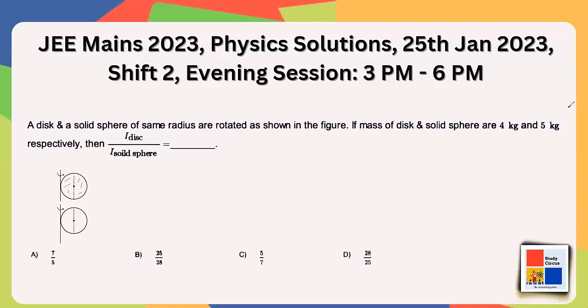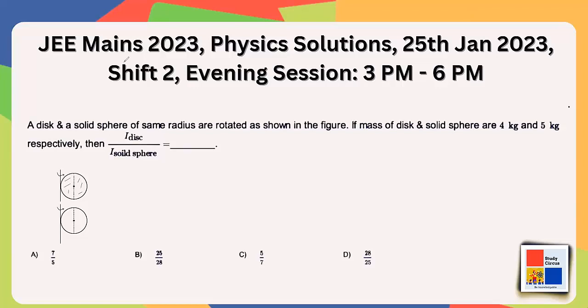So the question is saying a disk and a solid sphere of the same radius are rotated as shown in the figure, and the mass of the disk is 4 and the mass of the sphere is given. Then you have to find I disk upon I solid sphere. First we have to understand that you have to use two basic theorems: the parallel axis theorem and the perpendicular axis theorem.